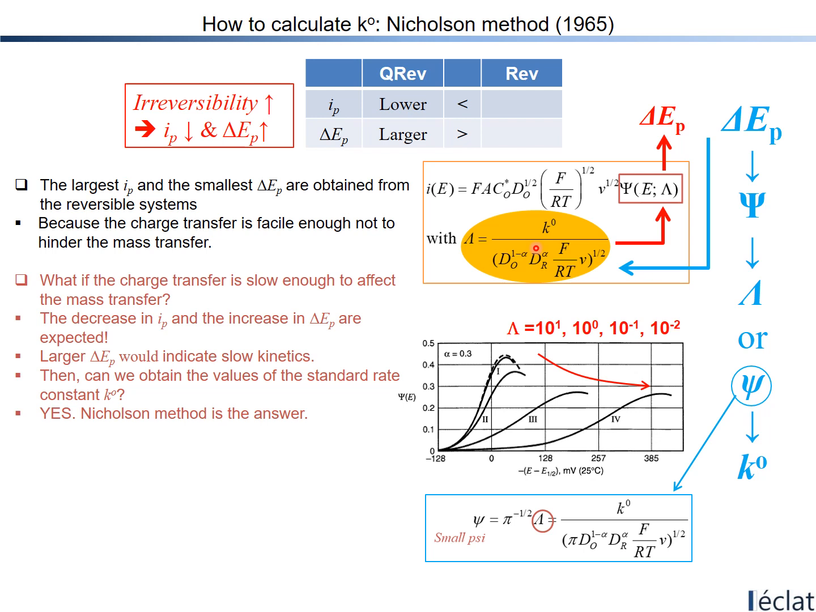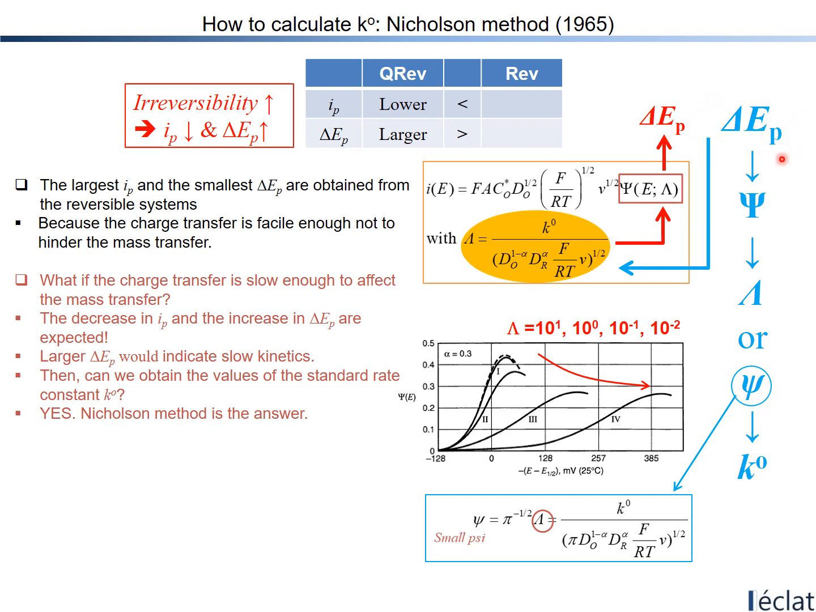So if lambda is fixed, then the shape of the psi function is fixed, and then delta EP, the peak-to-peak gap, is fixed. Based on this, we could expect some method to measure K0, the standard rate constant. So let's follow the backward direction of this flow.